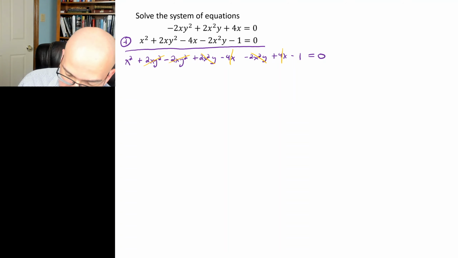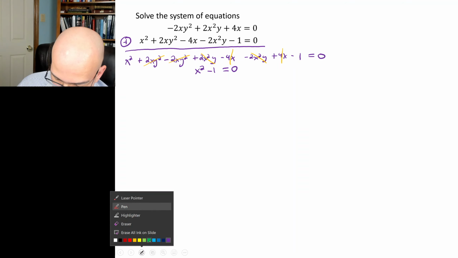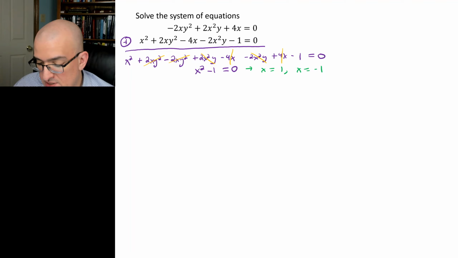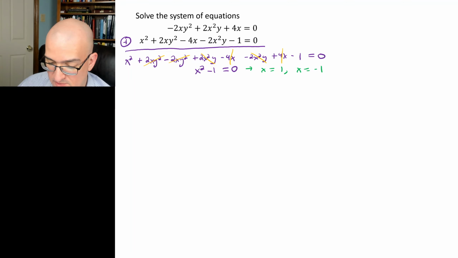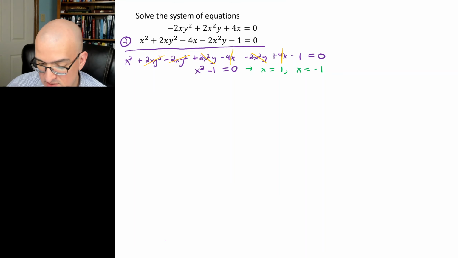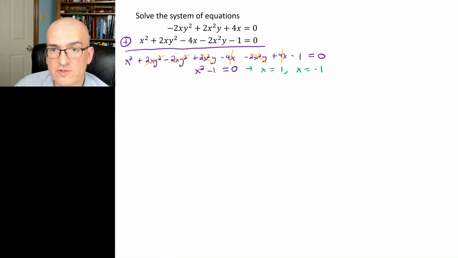Now, what we have left is x squared minus 1 is equal to 0, which has two solutions. x is equal to 0, and x is equal to, no, not 0. x is equal to 1, and x is equal to negative 1. Each of those squared minus 1 is equal to 0. Okay, now we can plug this result either into equation 1 or into equation 2 for x and get the corresponding y values.